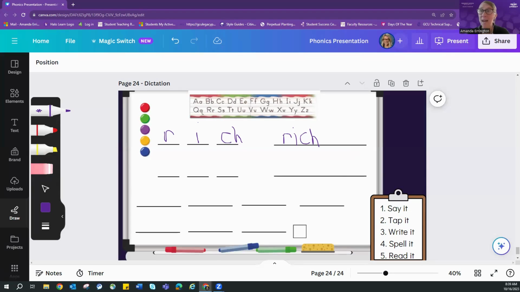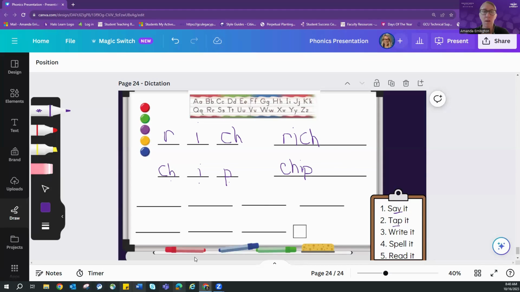So let's try that instructional routine one more time with the word chip. Say it with me. Chip. Now let's tap the sounds. Ch, i, p. I hear 3 sounds too. Now let's write it. Ch, i, p. Very nice writing. Now let's spell it all together into one word. Ch, i, p. All right, boys and girls, read that word.